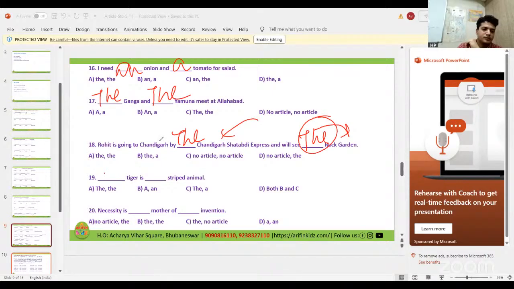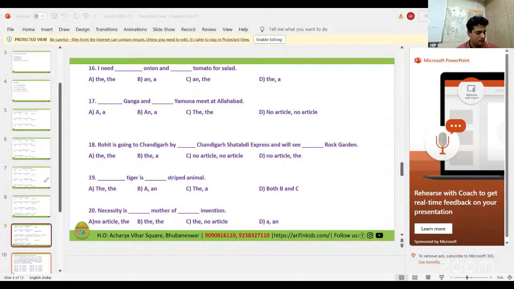So the tiger is the striped animal, right? We want to specify the species as the tiger, definitely. And we want to specify what characteristics? The striped animal. So the tiger is the striped animal. We want to specify a particular animal and particular characteristics. So it is also "the".